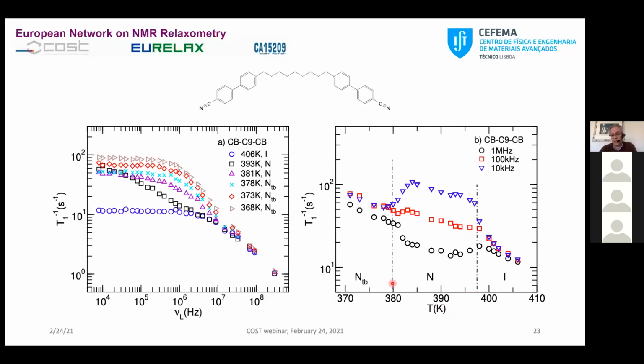And of course, here in this plot on the right, we have this for three different frequencies. We have the temperature dependence of the relaxation rate. And we see that, of course, when there is a transition from one phase to the next, the relaxation rate changes.